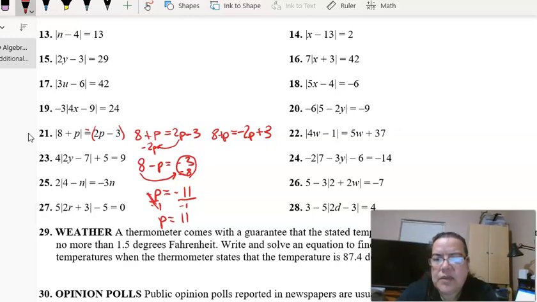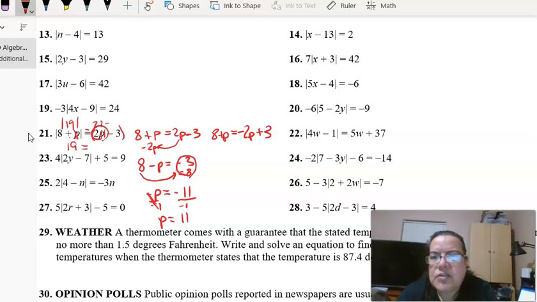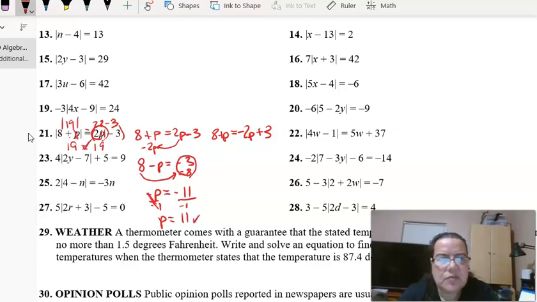Now what I can do is go back to the original equation and check to make sure that this works, because I might get a different answer on this side. So let's go ahead and check if it works. So if I were to place an 11 here and an 11 here, I get 8 plus 11, I get the absolute value of 19, which is 19. And let's check if it equals what I have on the other side. Well, 2 times 11 is 22, and 22 minus 3 does give me the 19. So it looks like the 11 does work.